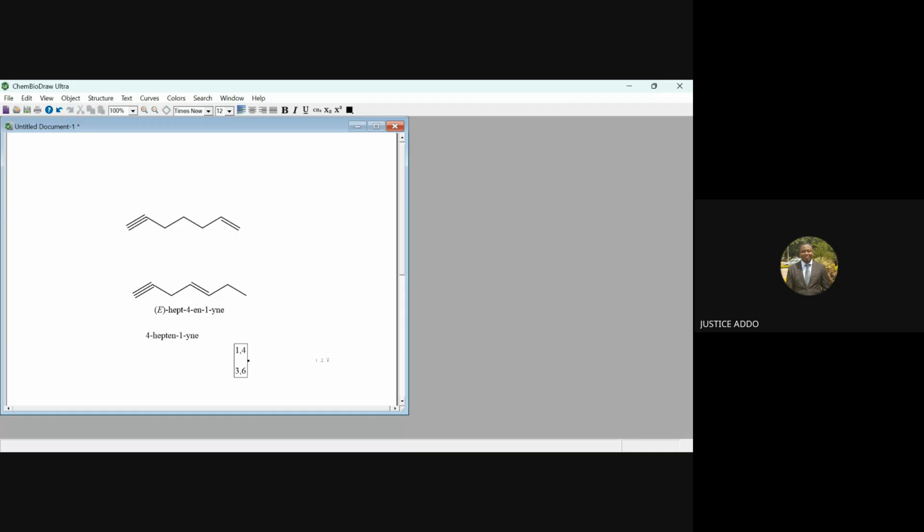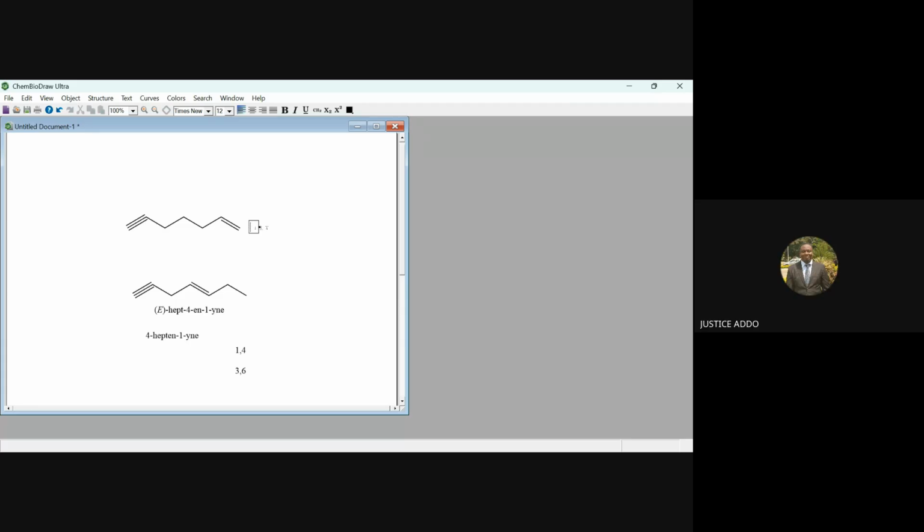Can you see? The 1, 4 from left to right, and the 3, 6 from right to left. Are they the same? No, they're not the same. So because they are not the same, you have to give the least number to the triple bond. Now, let's come to the first one.